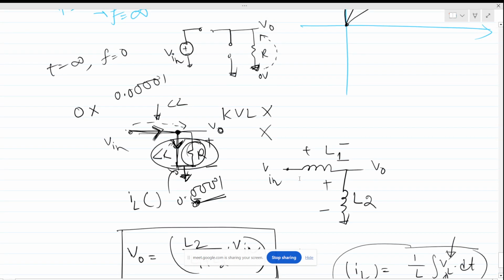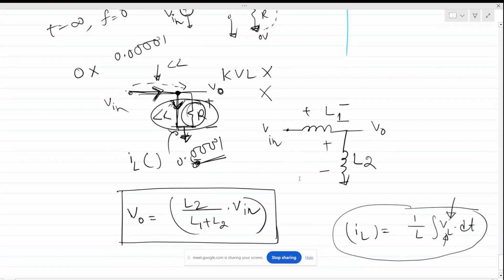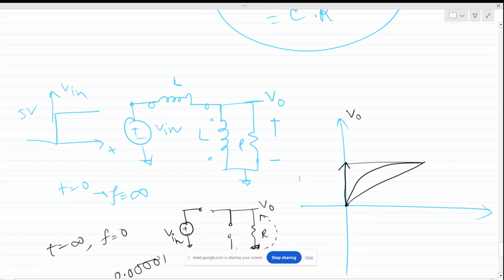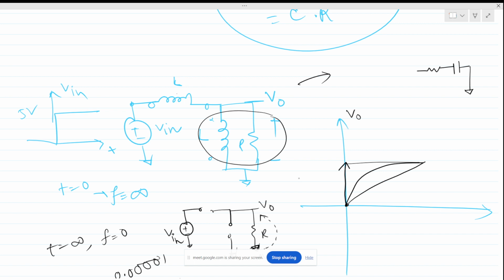To get the exact expression, we can do the Laplace as well, but okay, let me draw the dual of this circuit with a capacitor. This equivalent will be nothing but this, right? And we are having V out here, and we have a capacitor here, and we have a voltage source. So there will be a current source like this.